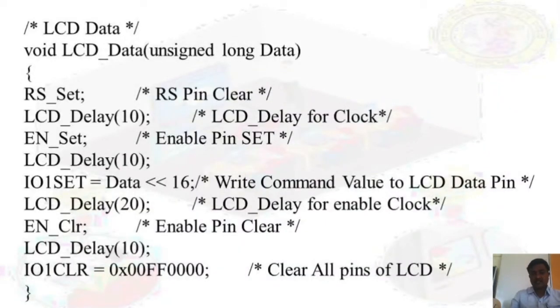Then we are writing the function description of LCD data, void LCD_data, unsigned long data. In that we first do RS set, setting the pin value to 1, that is P1.29, register select, call delay. Then we are enabling the pin, set en, using #define en_set. Then again we call a delay. Then IO1 set equal to data, setting the value of data by shifting the 16 bits, writing the command value to the LCD data pin. After that we call the delay, then enable clear, call delay, then we clear all the pins.